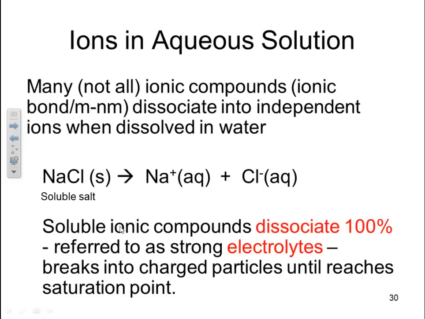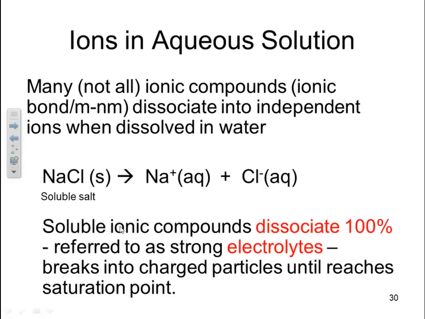Soluble ionic compounds dissociate 100%, and are referred to as strong electrolytes. They break into their charged particles until they reach their saturation point. Saturation point means as much as it can get in solution before it starts precipitating out as a solid.